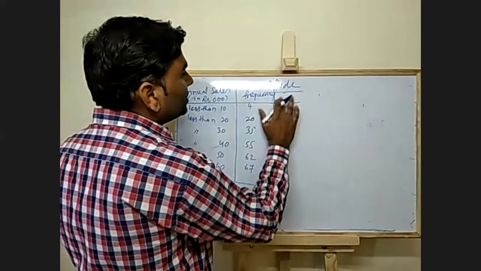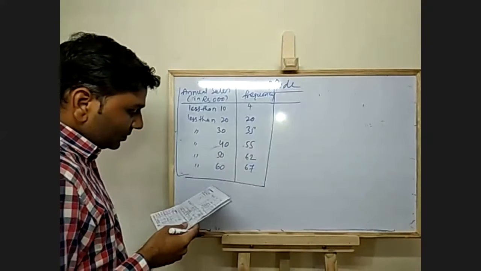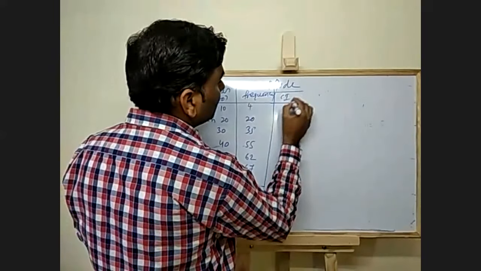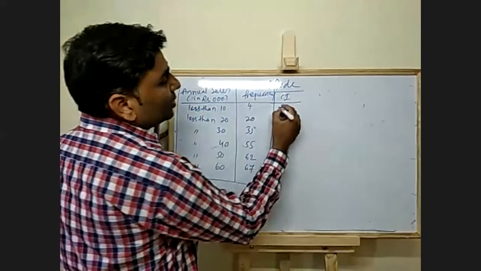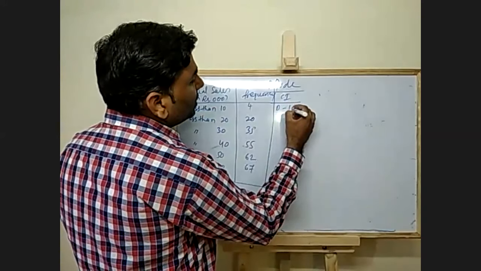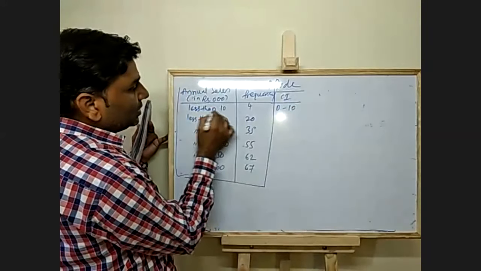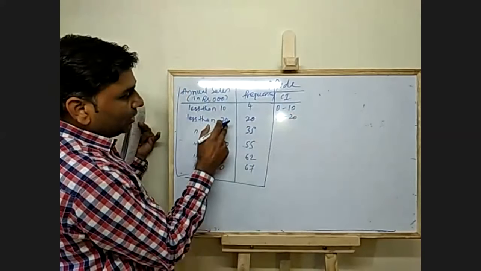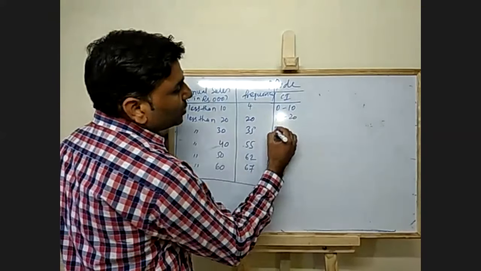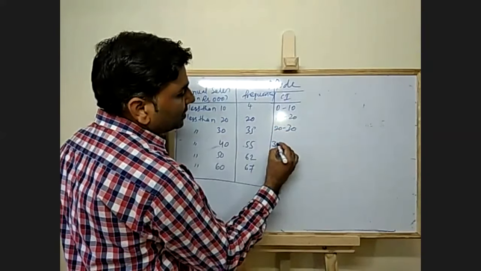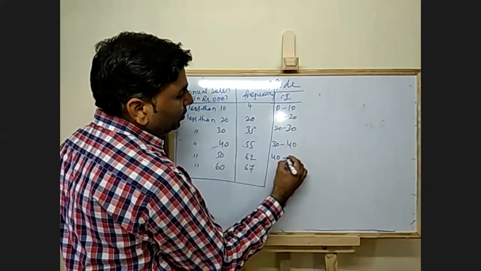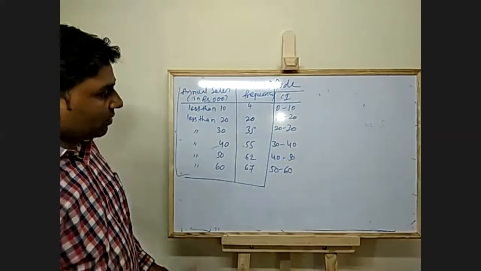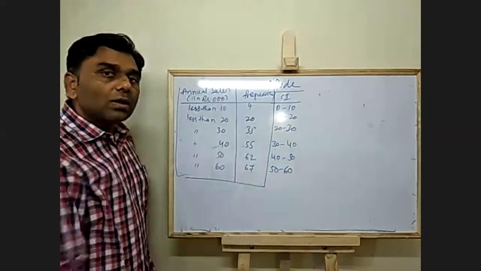Okay. So first, what we have to do is convert this into class intervals. So class intervals: less than 10 is 0 to 10. Less than 20, till 10 it came here, now 10 to 20. Less than 30, so 20 to 30. Then 30 to 40, 40 to 50, and 50 to 60. Now we have converted this into class intervals.